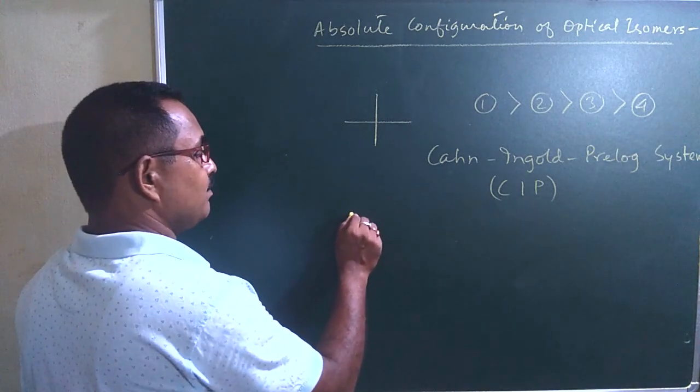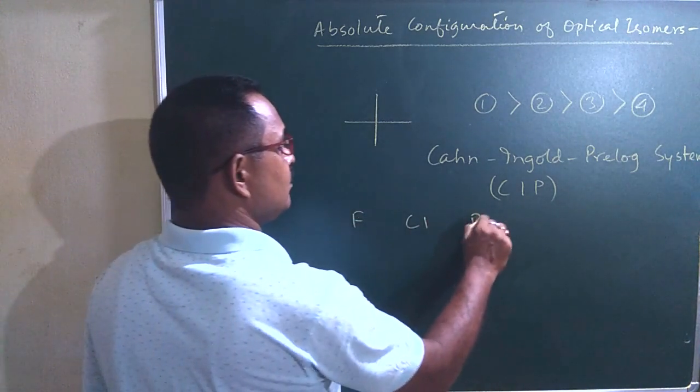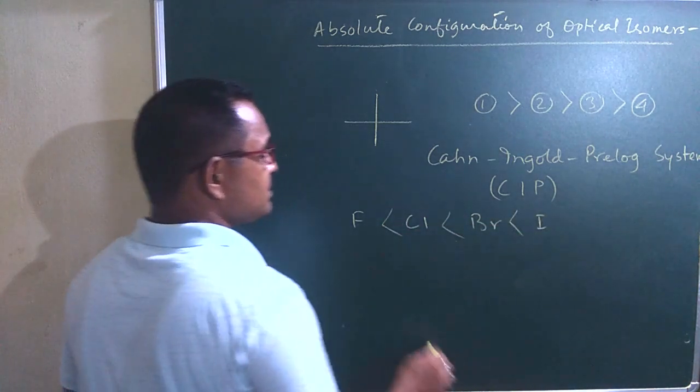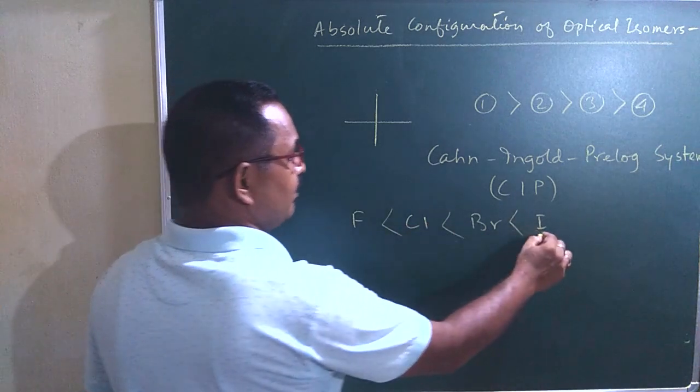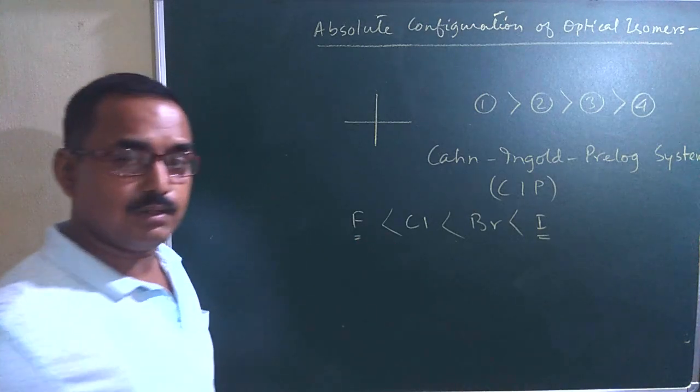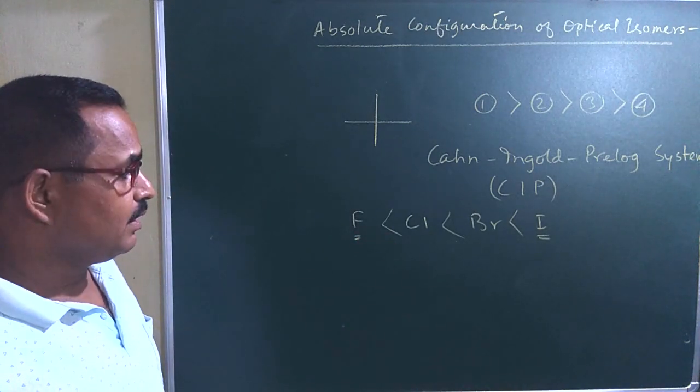Say fluorine, chlorine, bromine, iodine. Priority of these groups will increase like this. Iodine is the group with highest priority and fluorine is the group with lowest priority. This is rule number 1.